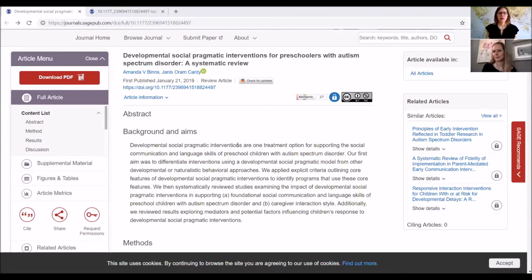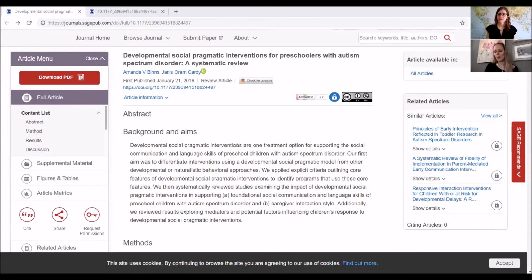So what exactly did you and Janice Oram-Carty aim to do when you started this publication? It is a systematic review paper. Right. That means that we had a very explicit way of searching through all of the different publications that have been put out on different interventions for preschoolers with autism. We searched through all of these different interventions. The first thing we wanted to do was really have a clear approach for identifying what interventions are DSP interventions.